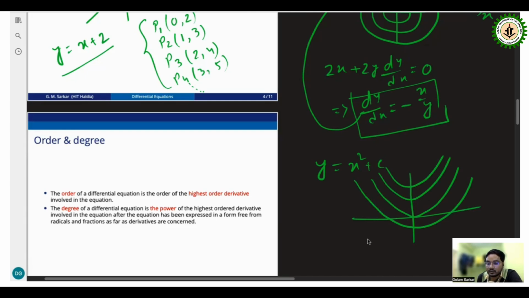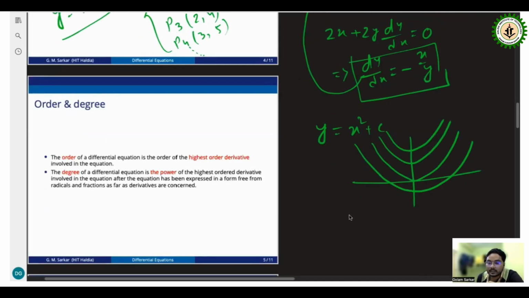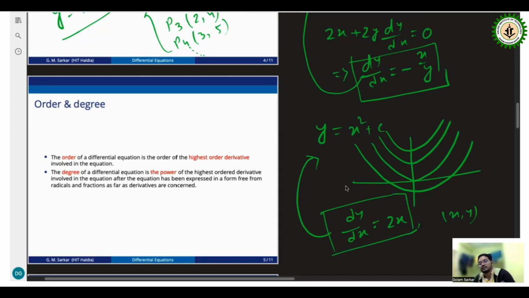Okay. So for all this family of parabolas, the slope is nothing but 2x at any point x comma y, or in other words, the solution of the differential equation is nothing but the family of parabolas, which is represented by y equals x square plus c. So if I summarize these two examples, what we get? That the solution of a differential equation gives you a family of curves.